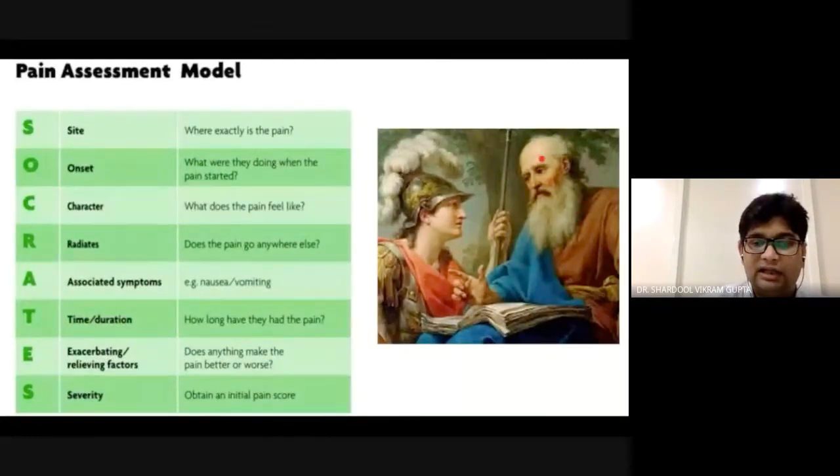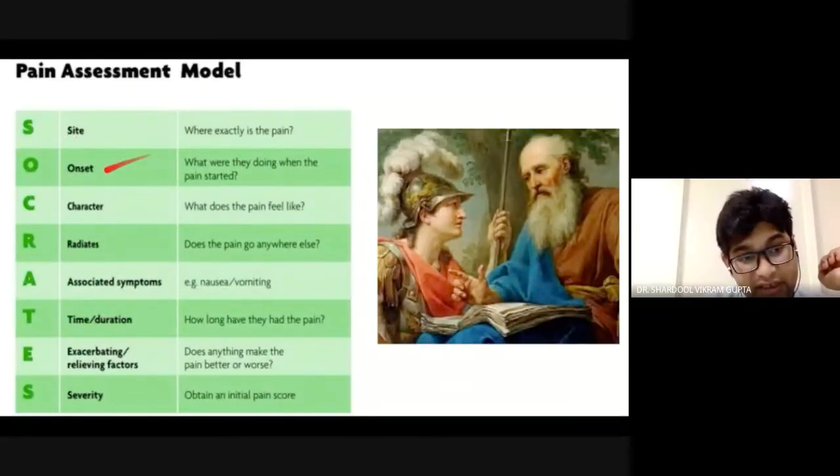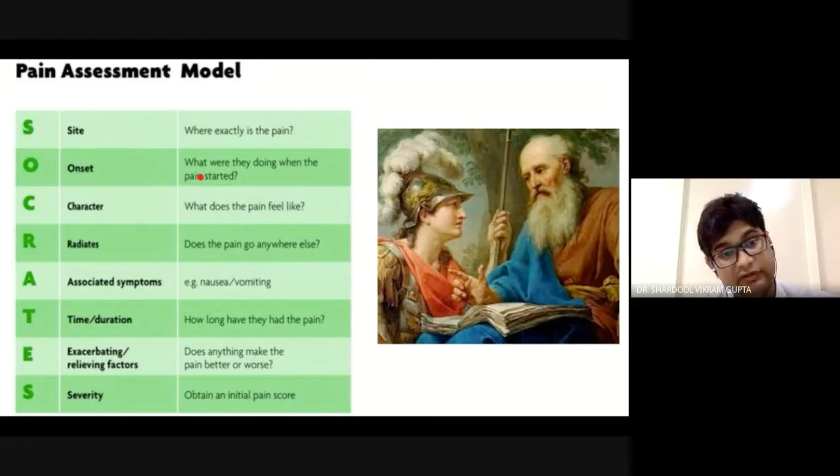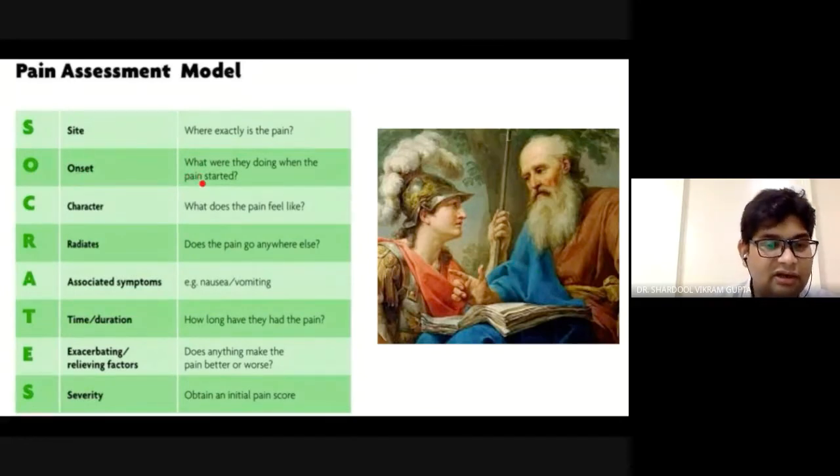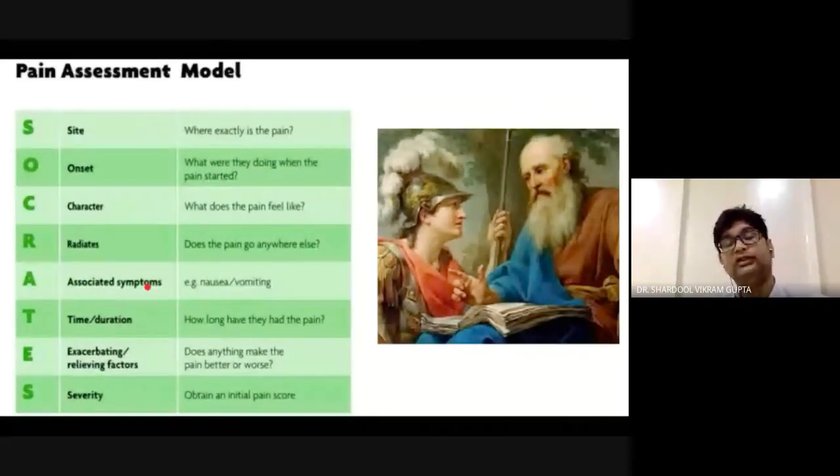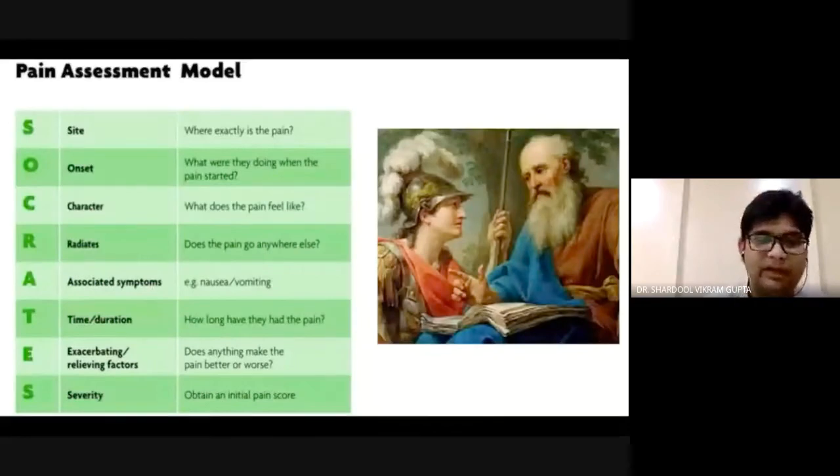So there is a mnemonic for that, SOCRATES. He is the philosopher Socrates, and the mnemonic is based on his name. S for site: where exactly is the pain? O for onset: what were they doing when the pain started, and was it an insidious onset or an acute onset? C for character: what does the pain feel like? And R for radiation of pain, which is synonymous with the movement of pain. It will also include referral of pain and shifting of pain. A for associated symptoms: whether nausea and vomiting are present or not. Most of the time, colicky pain is also associated with vomiting.